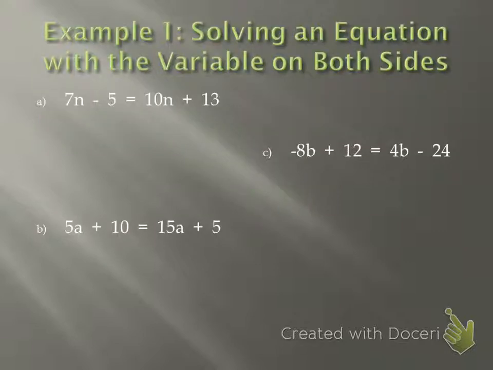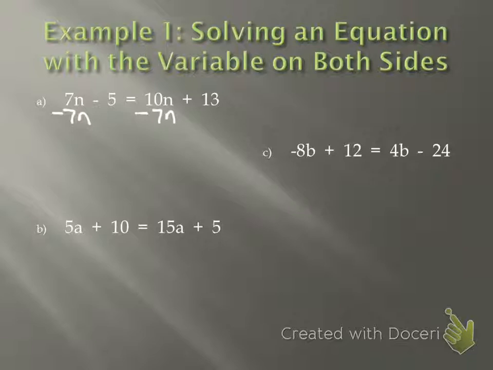Okay, so in example 1, I have a variable on both sides of the equation. I have 7n and 10n. Now, while it doesn't matter which way you move the variable, I like to move the smaller variable to the other side, which means, which one is smaller, 7n or 10n? 7n. So how do I get rid of a positive 7n? I subtract 7n from both sides.